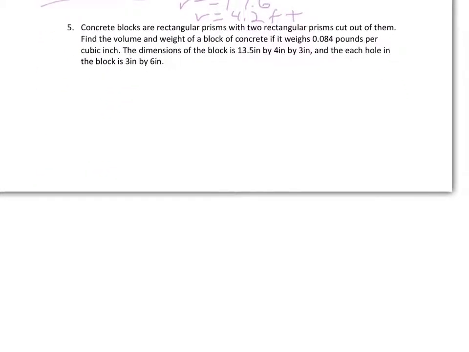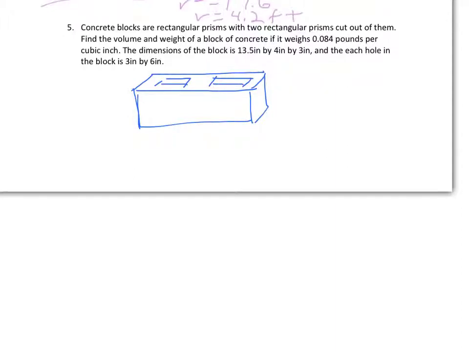All right, we're going to work with concrete blocks. A concrete block is going to look like a rectangular prism, just like that. But it's got 2 rectangular cutouts, holes throughout the block. If you've seen that before, you know what I'm talking about. Actually, that's a pretty good picture. I tell you, the dimensions of the block are 13.5 inches by 4 inches by 3 inches. Each hole is 3 by 6, so that's 6 inches, and that's 3 inches.